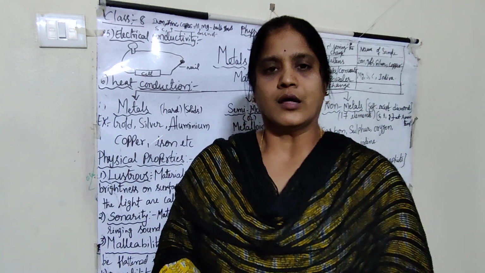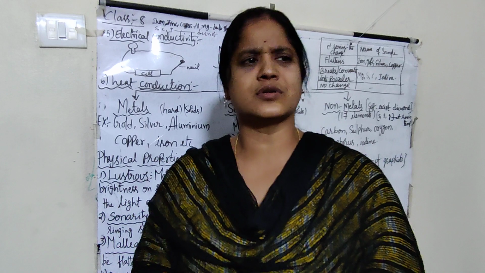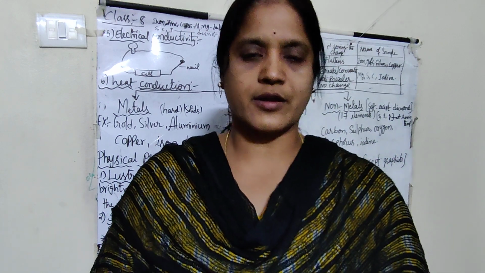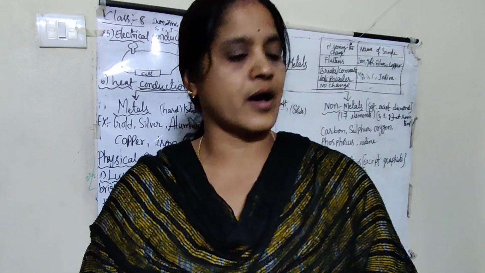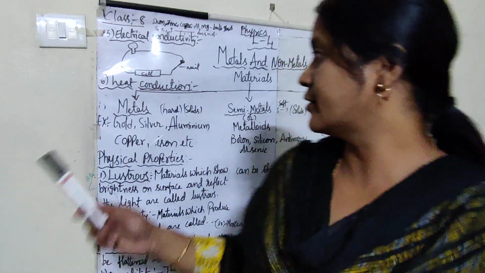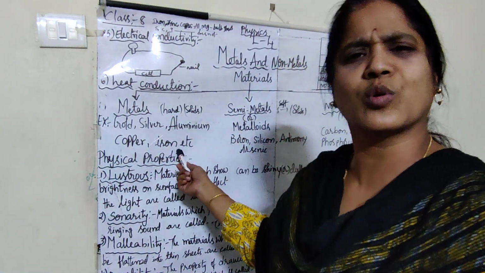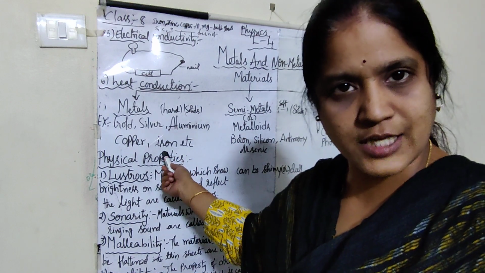Okay, children. Now coming to the metals. What can you give as examples of metals? Yes, iron, gold, silver, copper. Here I wrote, you see, gold, silver, aluminum, copper, iron. So many are there. These are some of the examples.